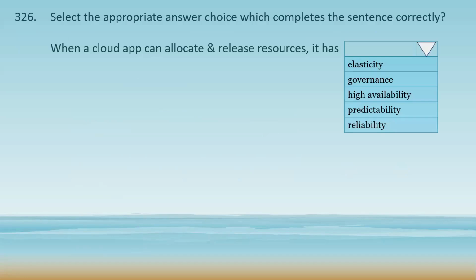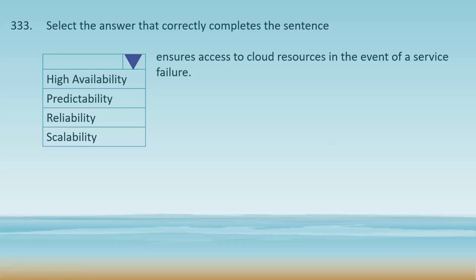Select the appropriate answer choice which completes the sentence correctly. When a cloud app can allocate and release resources, it has, and your options are elasticity, governance, high availability, predictability, reliability. And friends, the correct answer here is elasticity. This is question number 333.